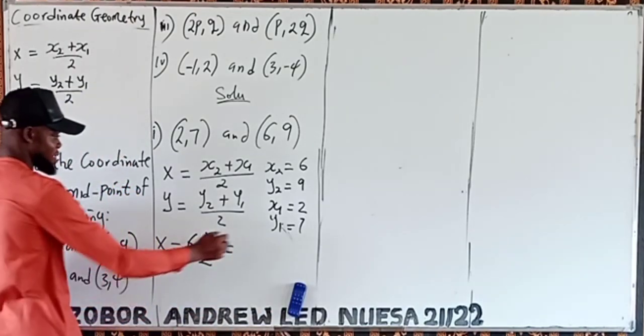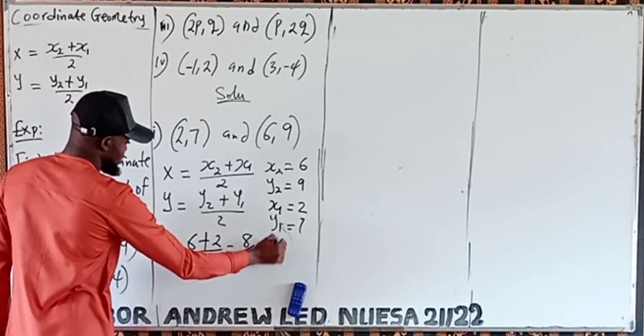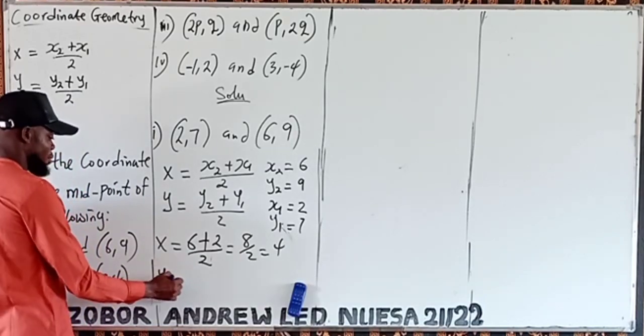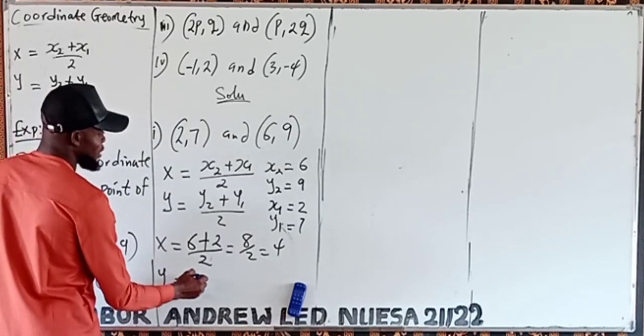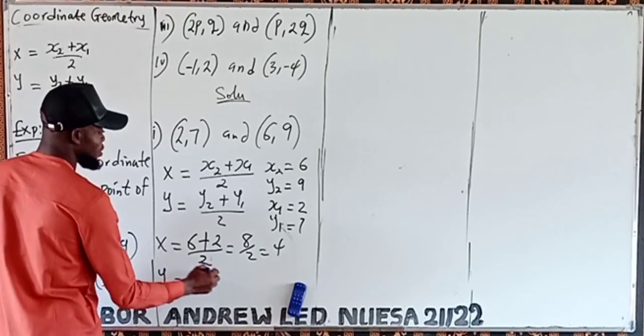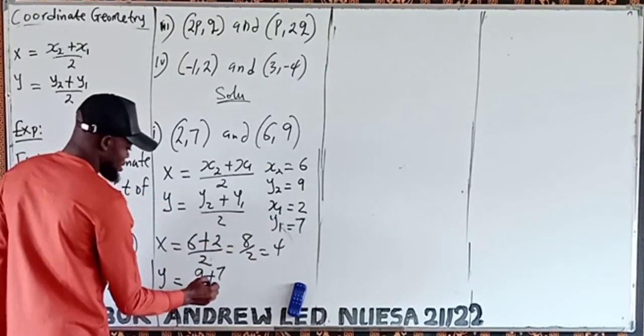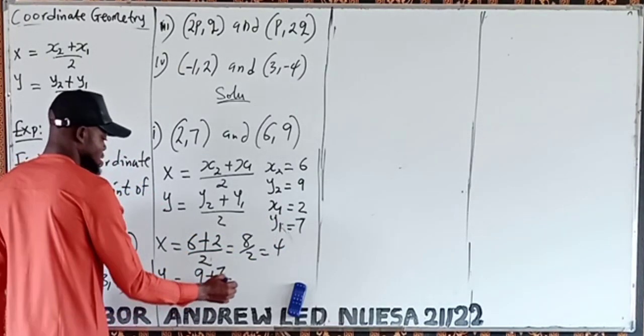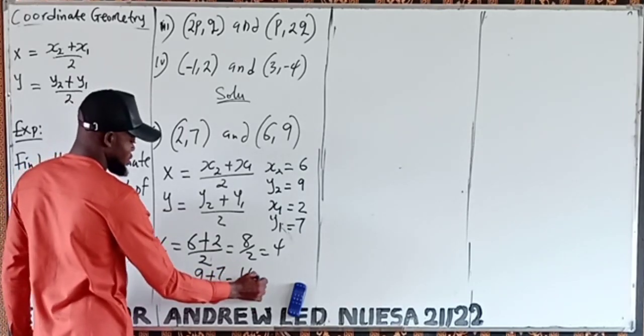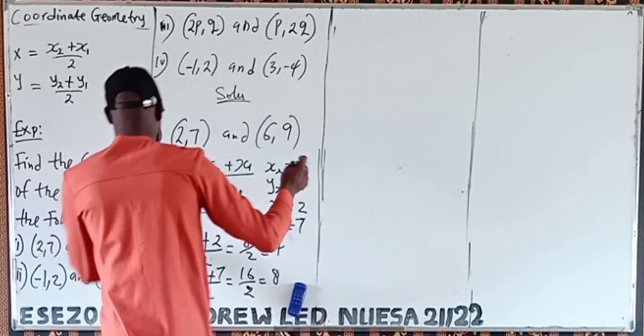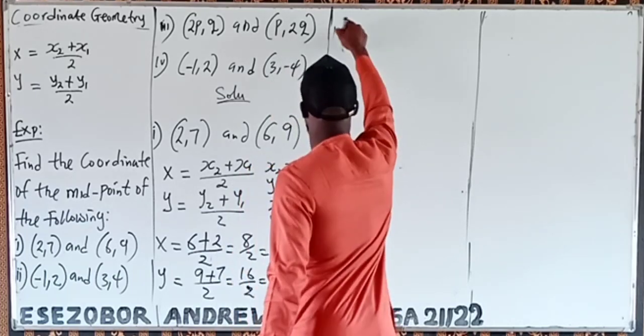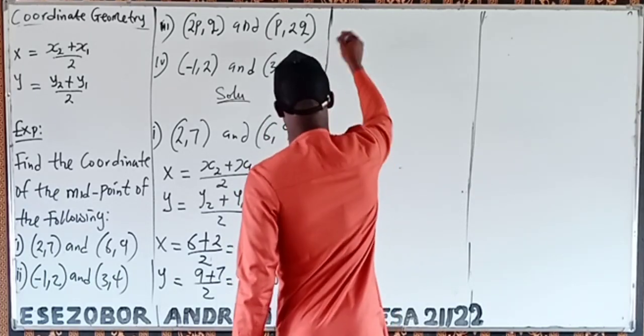We're going to have something very nice. That's 8 over 2, that's 4. Then for our y, it will be y2, which is 9, plus y1, which is 7, over 2. That's going to give us 16 over 2, which will give us 8.